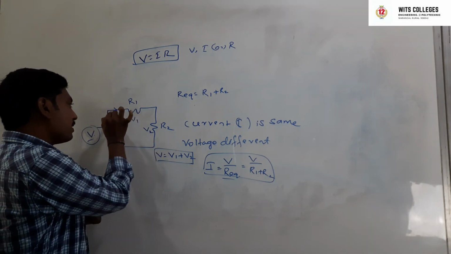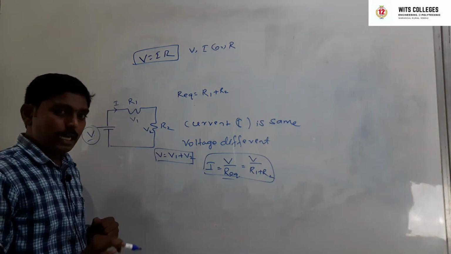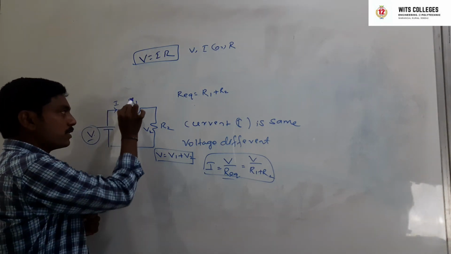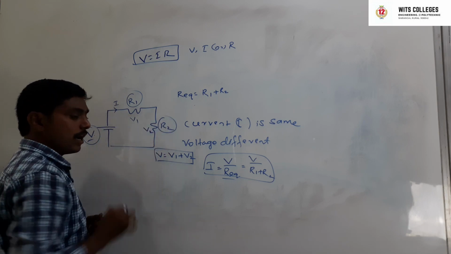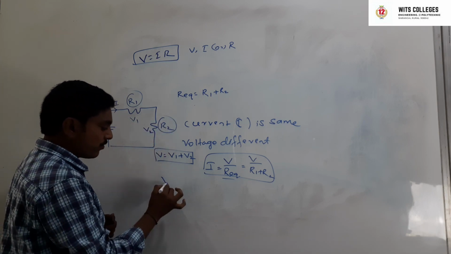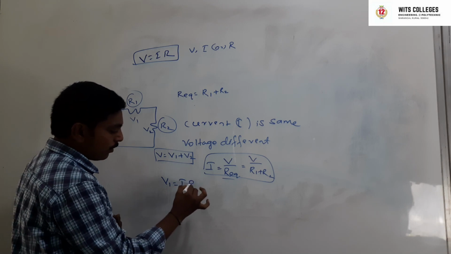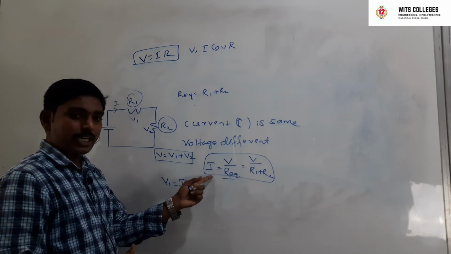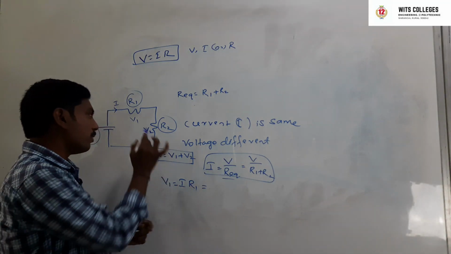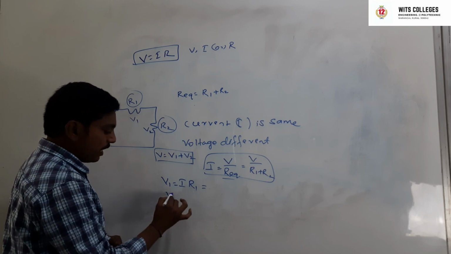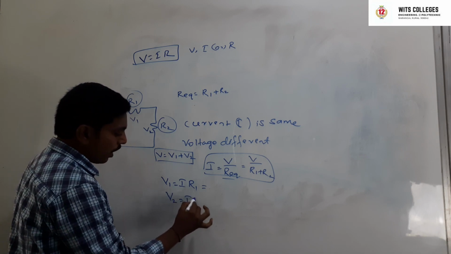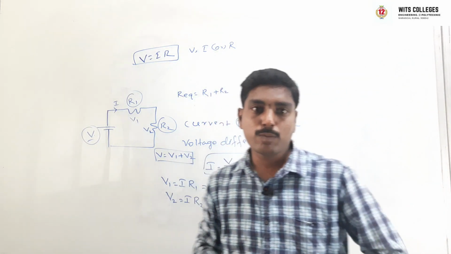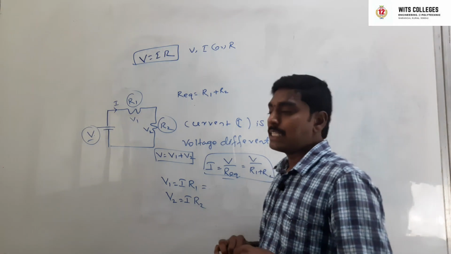Let's say the current in the circuit is I. In a series circuit the current is the same, so the same amount of current passes through resistor R1 as well as resistor R2. Then the voltage across each branch, V1, is equal to I into R1, where I is the value we get by solving the previous equation and R1 is this branch's resistor. Similarly V2 is equal to I into R2. This is the way of calculating the voltage across each branch and the total current in this circuit.